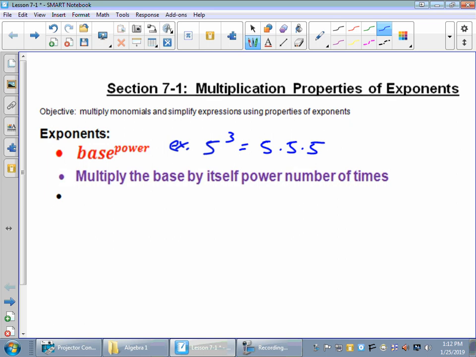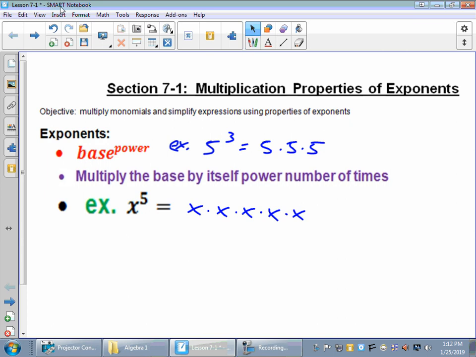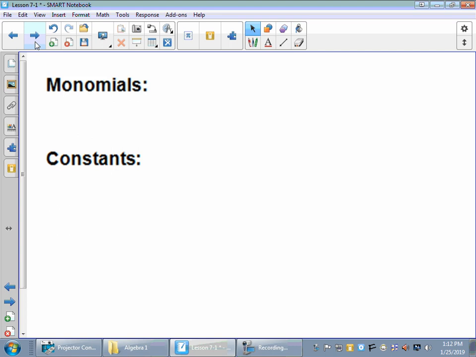And then when we talk about exponents with variables, like x to the 5th power, that would be x times x times x times x times x, 5 times, the base number times itself 5 times. Okay? Next up, what is a monomial?